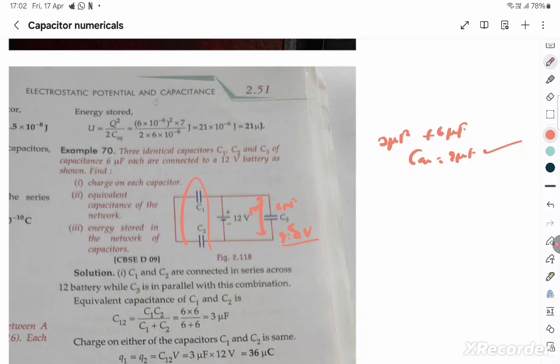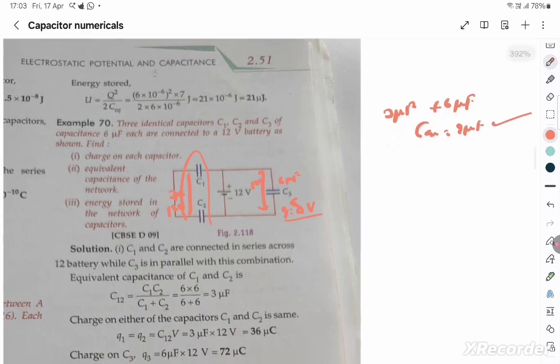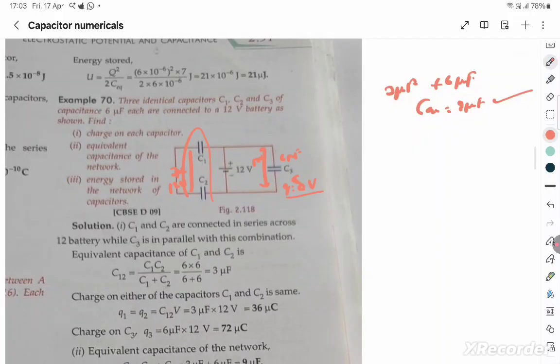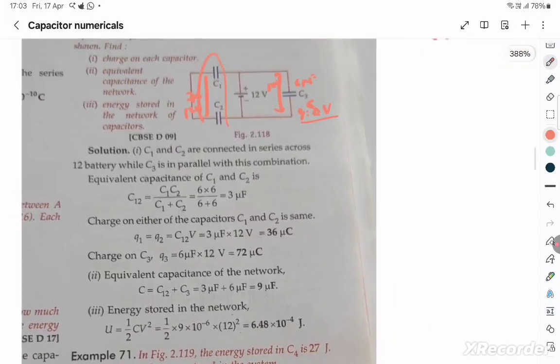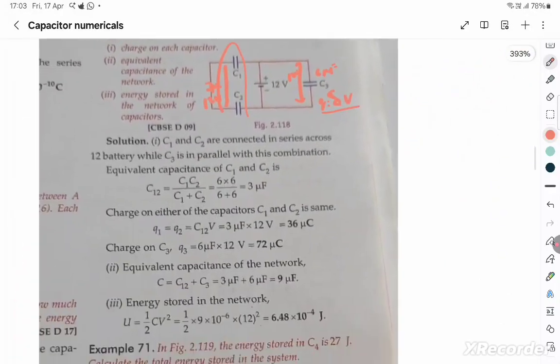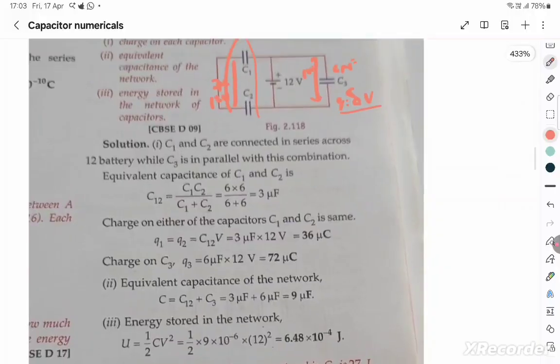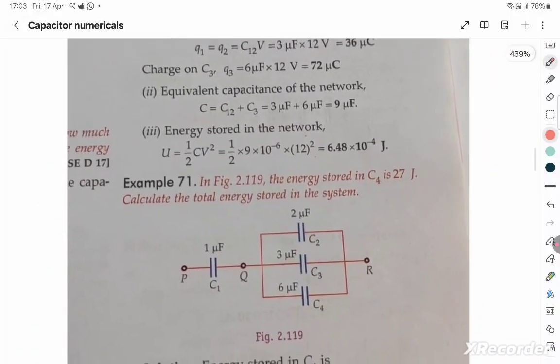And then you know that the equivalent capacitance of C1 and C2 is 3, and you know the potential is still 12 volts here also, because they are parallel, and so immediately you can find the charge through C1 and C2. The energy stored in the network is half into C equivalent into V square. So if you know C equivalent, which you have found out, 9 microfarad, into V square, you can just get the answer. I hope you're clear. So let's go to the next question.